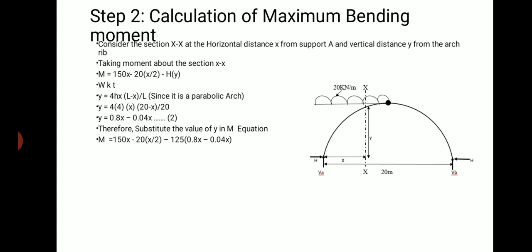In place of y, MXX is equal to 150 into x minus 20x square by 2 minus h into y. If I consider y as 0.8x minus 0.04x square and substitute that, I get the resultant expression, and after simplifying, I get MXX is equal to 50x minus 5x square.